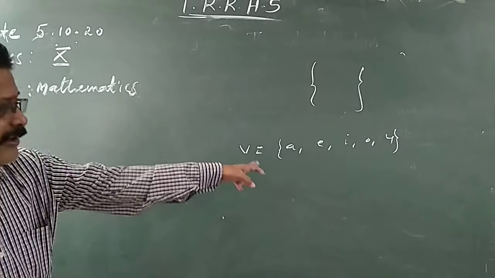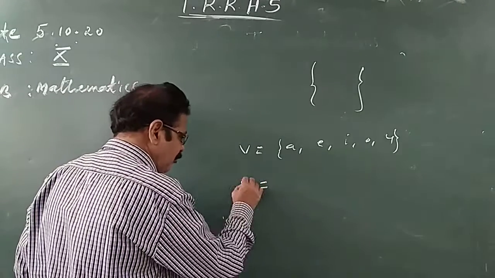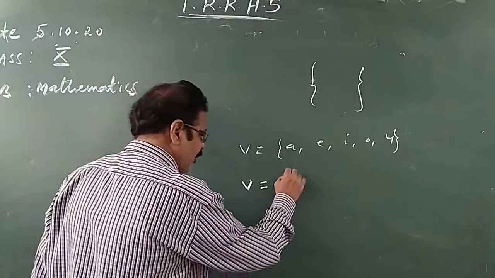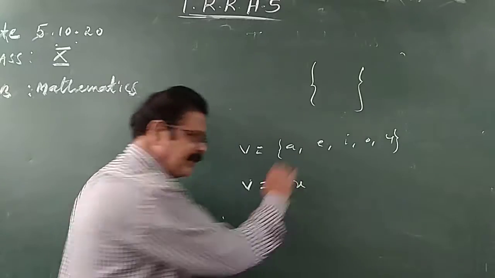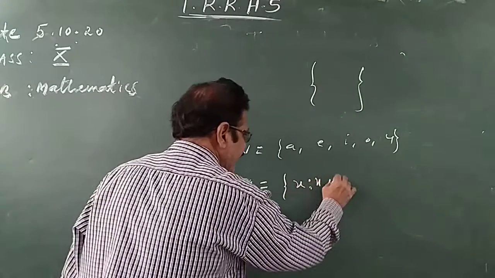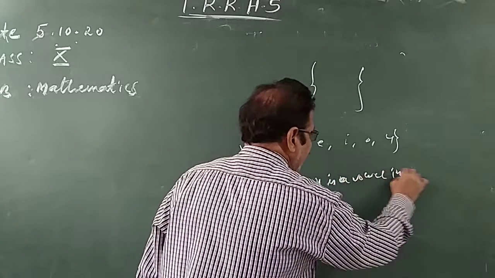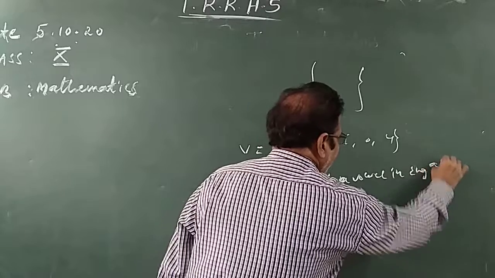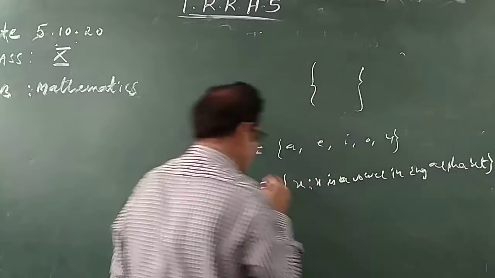The set of vowels in the English alphabet, B equal to {A, E, I, O, U}. How can you convert it into set builder form? Use braces and an arbitrary letter, that is x, or variable x, such that x is a vowel in the English alphabet. This is set builder form.